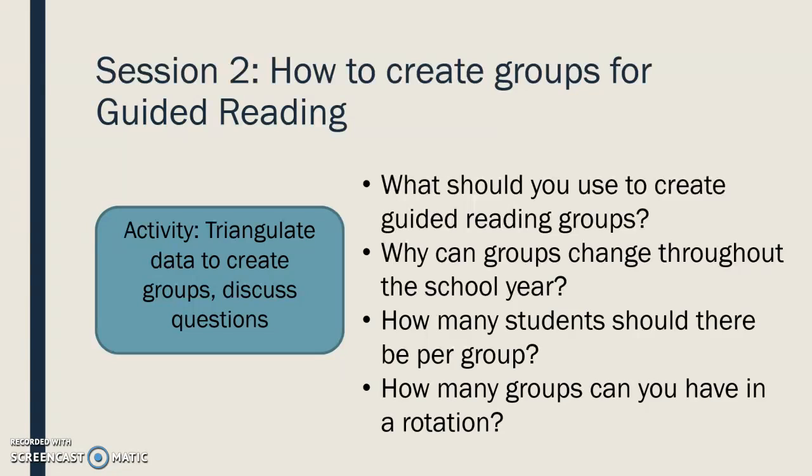I would then show them how to group students according to the information that we have collected, and explain that usually there's 5 groups in one rotation, and it depends on how many different levels of students you have. There could be more groups or less groups. So the activity would be triangulate the data to create groups, and we would also have discussion questions that you can see on the screen.